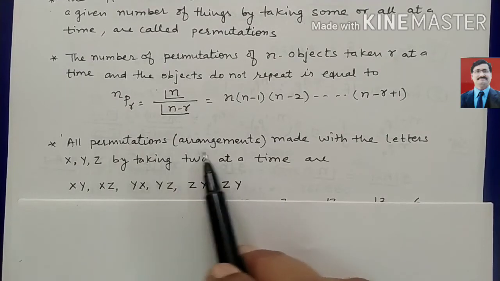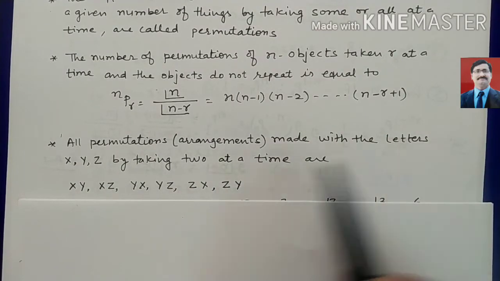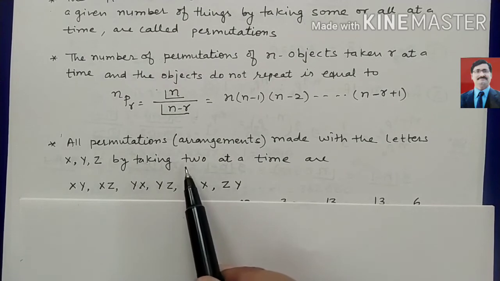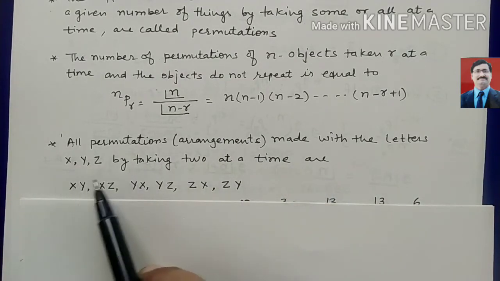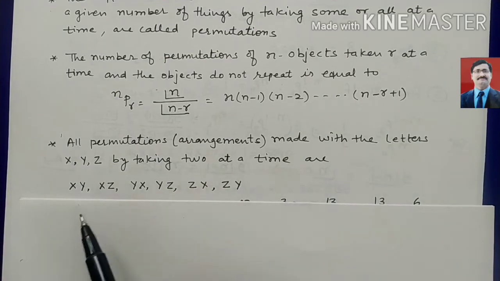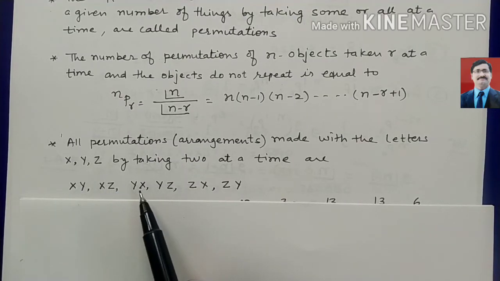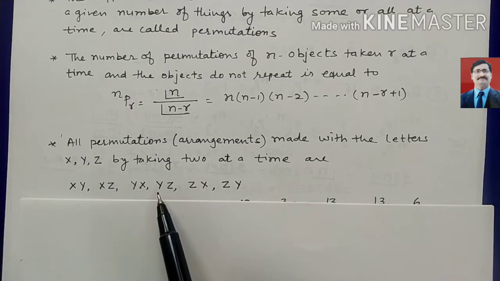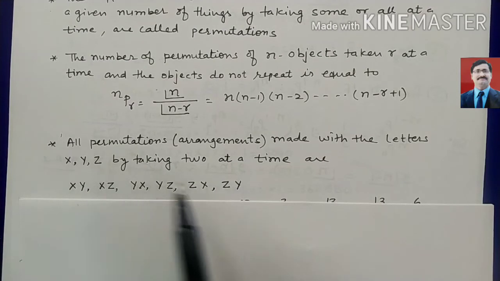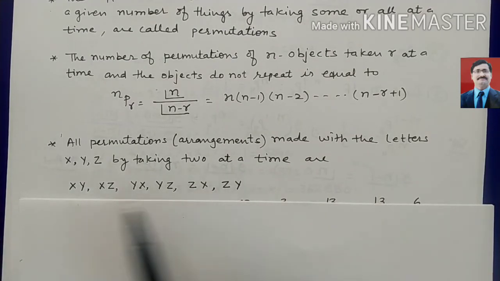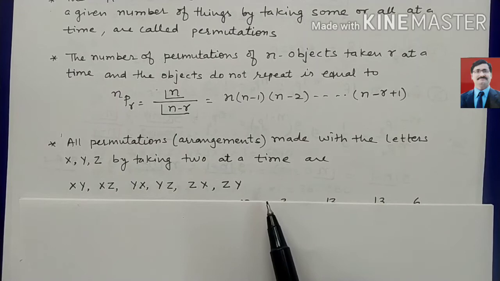Find all permutations, arrangements made with the letters x, y, z by taking two at a time. Look here, from these three we take two at a time and make the arrangements. First we take x, then second we take y. Now in place of y we take z, so we get xy and xz. Then first we take y and then x, or x replaced by z, we get yz. Then we take z first, then x, and then x replaced by y. So we get six arrangements. All of you understand this?